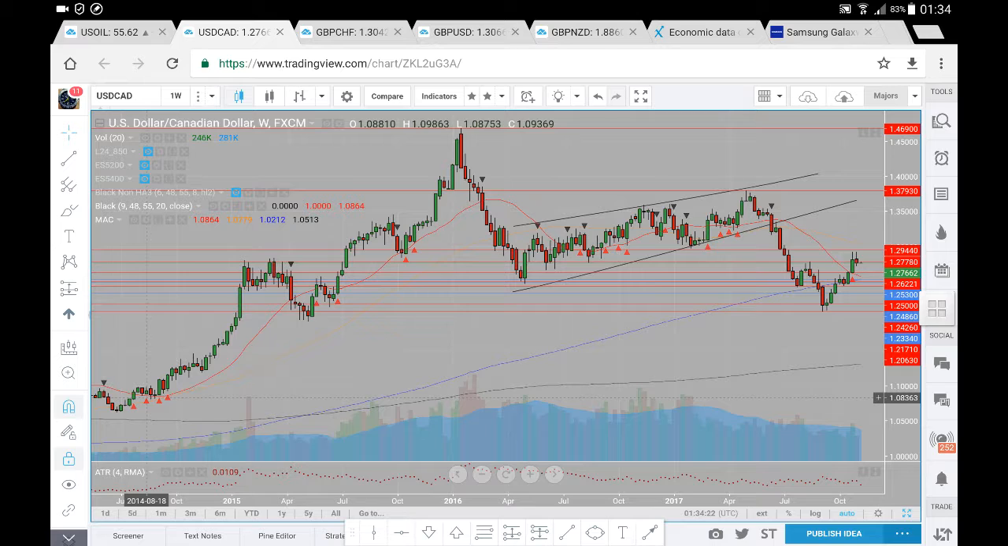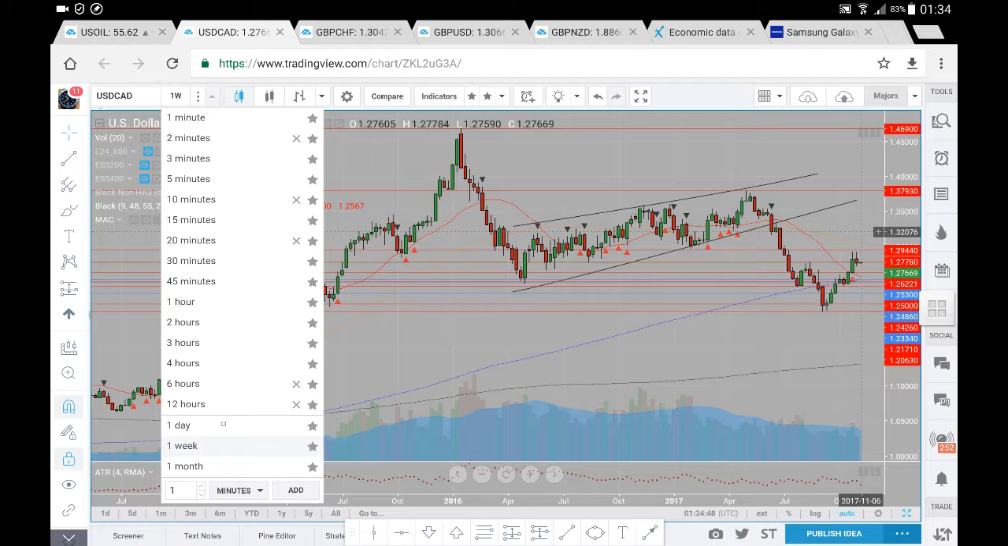On this weekly time frame, we've had a very strong move to the upside. We've turned around in around the 129 level. We might see further pullback here on the US dollar CAD before we get a continuation to the upside, because we've had a very strong move to the upside so far. So we're just going to have a look at the daily time frame.